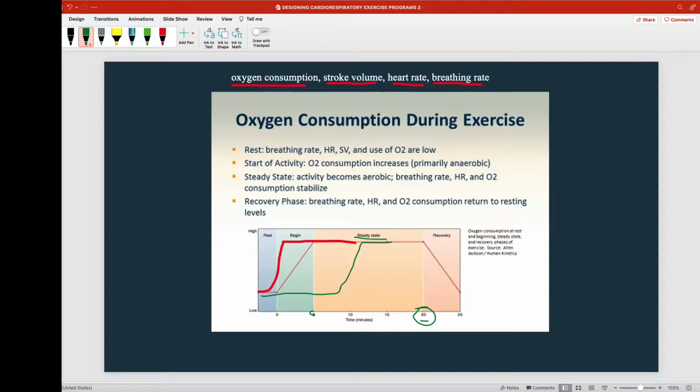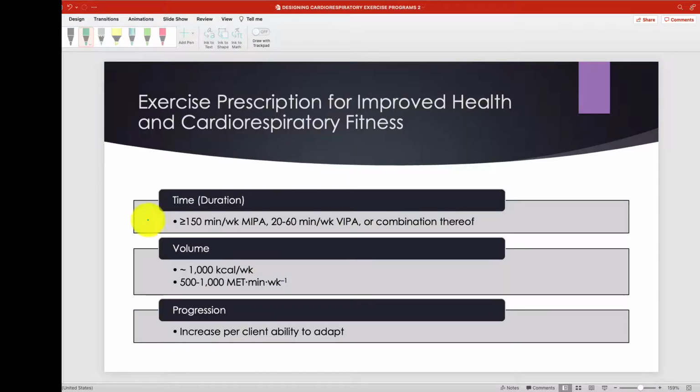And when we're talking about duration, let me go back here. We want it to be continuous. We do not want it to be intermittent. Intermittent would be if you're playing basketball and you sprint and then you walk and you sprint and then you walk, that means that you're kind of stopping, right? You're stopping and you're switching when you do stuff like that.